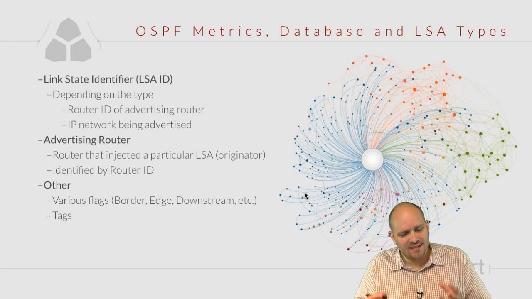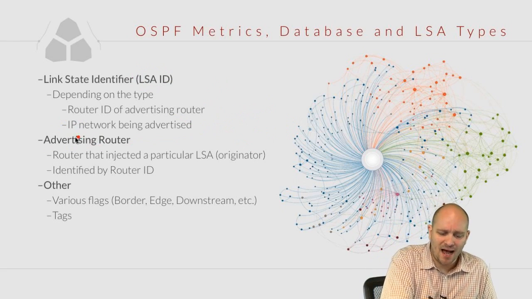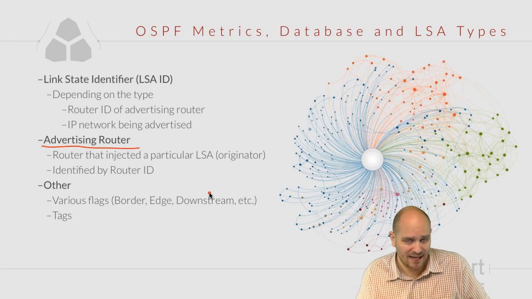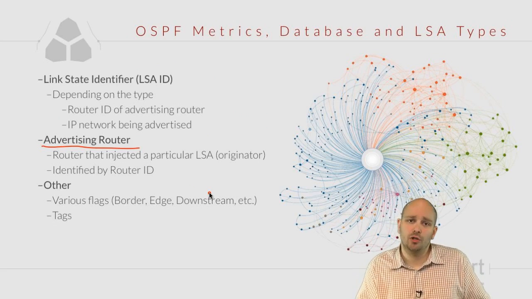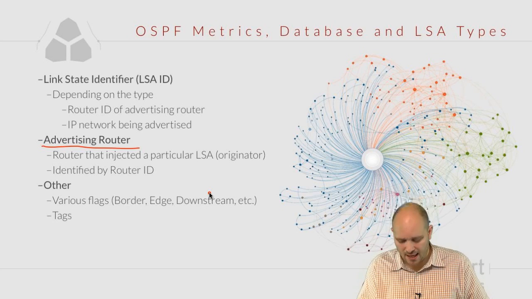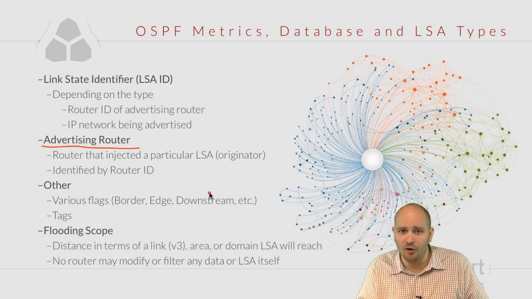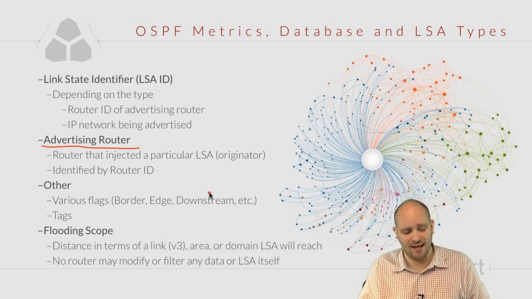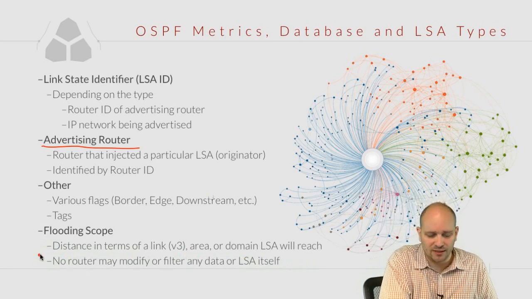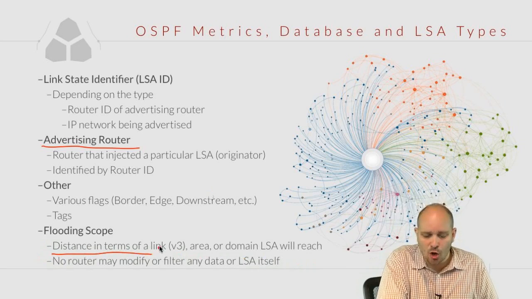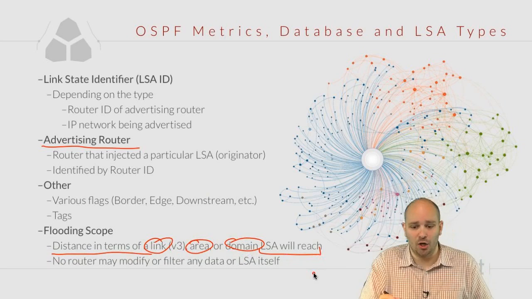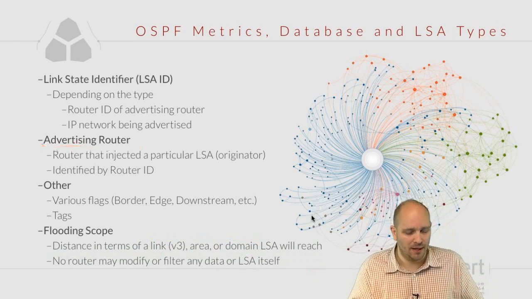So what is the advertising router? The advertising router is the router that injected a particular LSA. This information is going to be kept throughout the flooding scope of the LSA. And flooding scope is a very, very important concept in LSAs. Flooding scope is, I'm going to read what it says here, the distance in terms of a link, area, or domain that the LSA will reach. Now, let me say that in plain English.